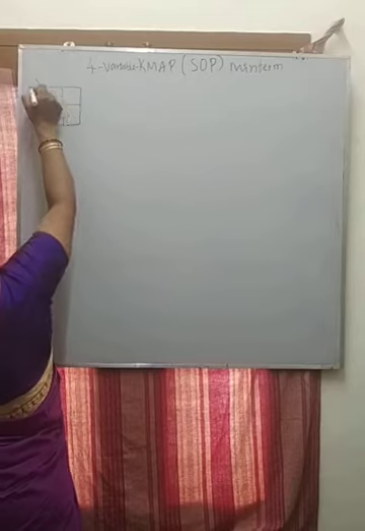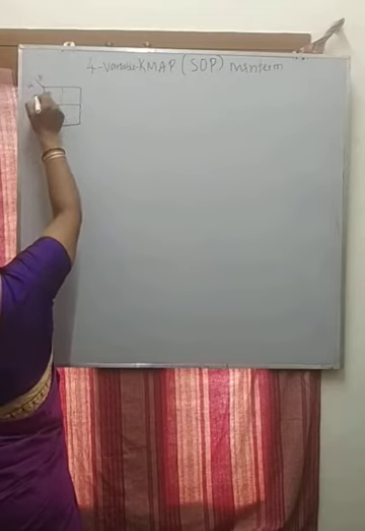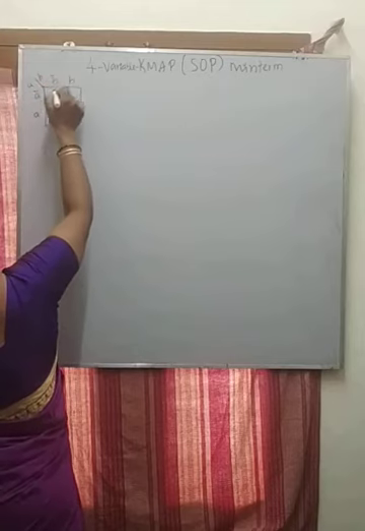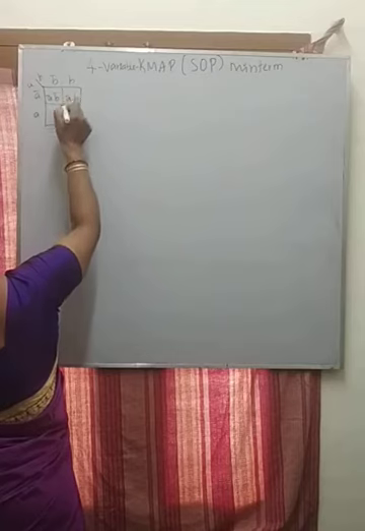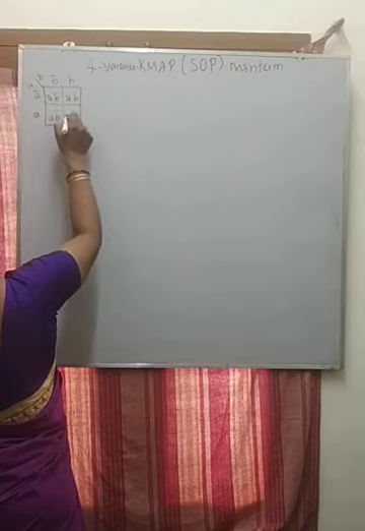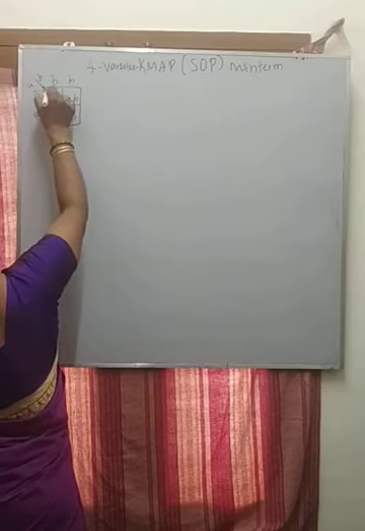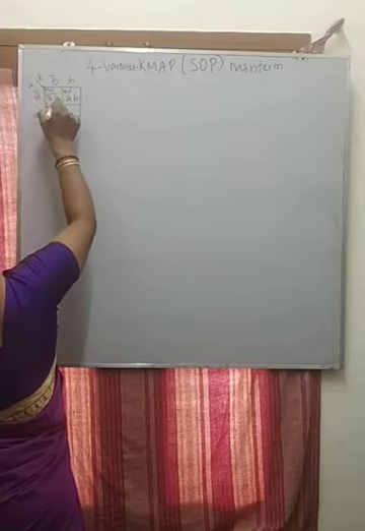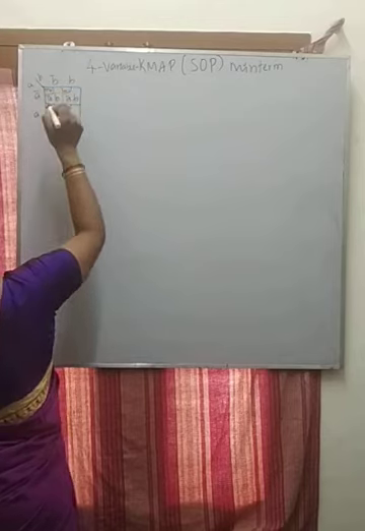Before going to write the 4 variable KMAP, yesterday's class, 2 variable with how many cubes? 4 cubes. A, B, A complement A, B complement B. That is A complement B complement, A complement B, A B complement, A B. This is M0, M1, M2, M3. This we have discussed yesterday.